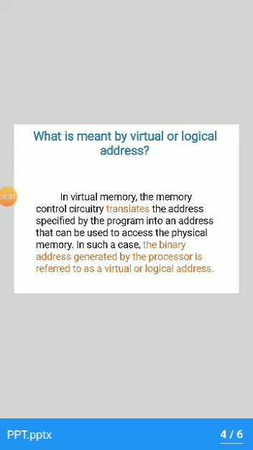The logical address is different from the physical address. The logical address is generated by the processor and accessed by the processor, and the physical address is seen by the memory unit. The memory unit generates a physical address.